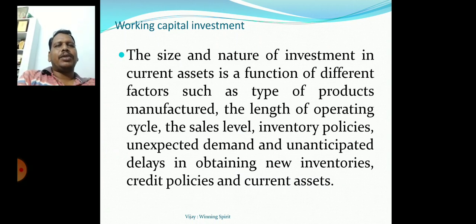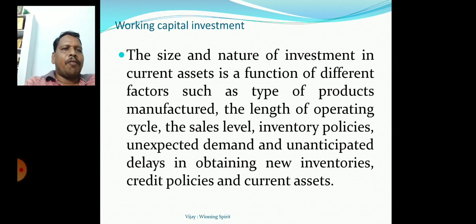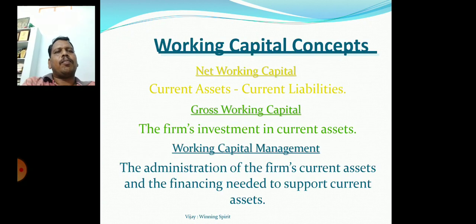Working capital management: the size and nature of investment in current assets is a function of different factors, such as type of products manufactured, the length of operating cycle, sales level, inventory policies, unexpected demand and unanticipated delay in obtaining the new inventories, credit policies and current assets.